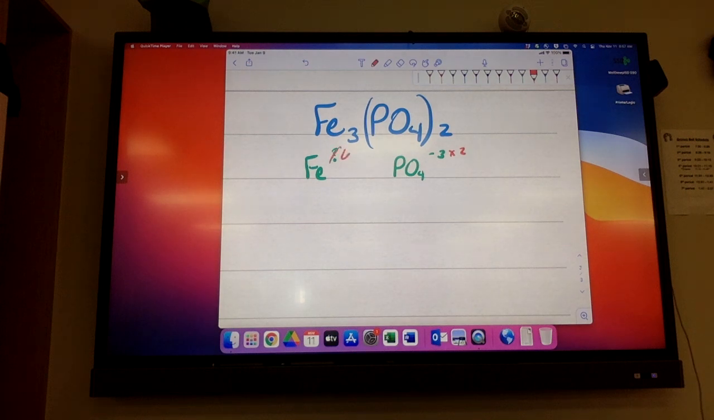What did I do wrong? I have 3 of them. Good. I totally forgot about that. I have 3 of these. So what does my question mark have to be? 2. Cornell got it. Do you see it? That question mark has to be a 2. Very good, guys. So this is iron 2 phosphate.